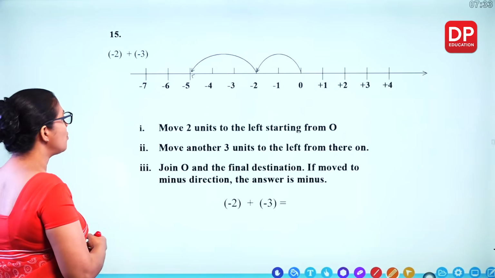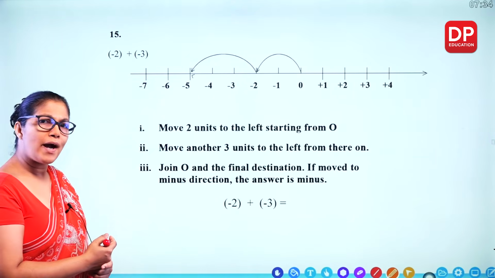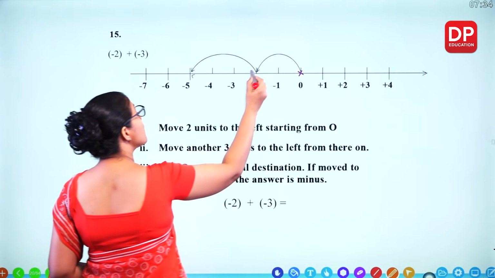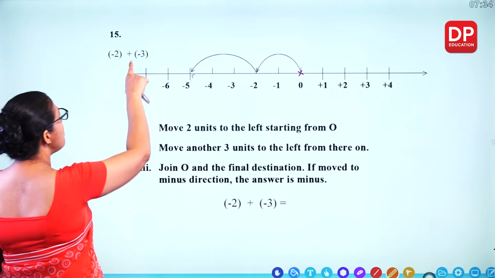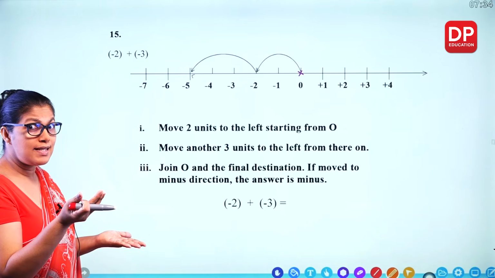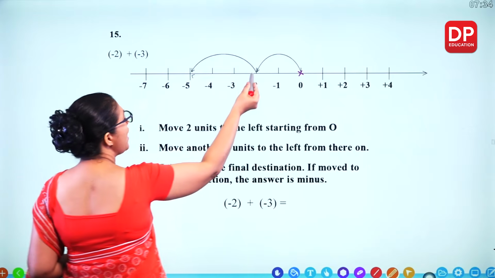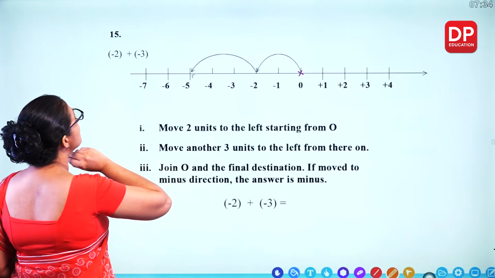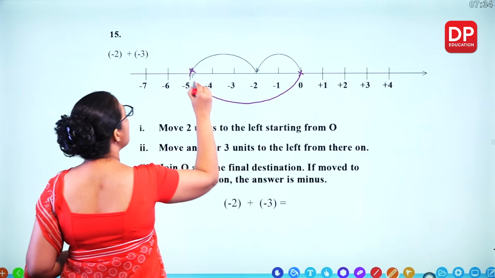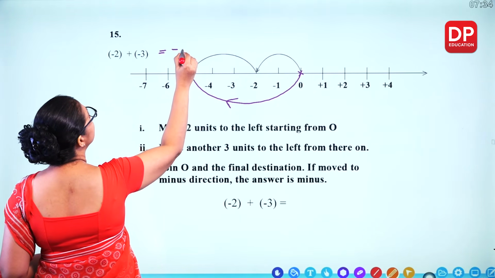Now we'll try to use the number line. Minus 2 means starting from the initial point, 2 places to the left. And then adding negative 3 means the direction is different now. Negative means to the left. So 3 more to the left. So the final position is this. So what's the number? You get minus 5.